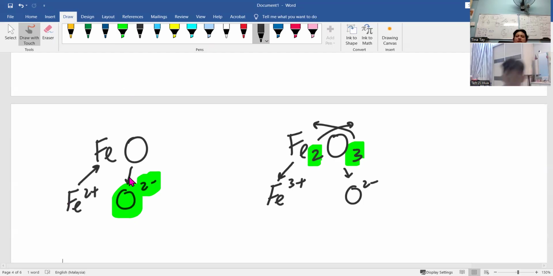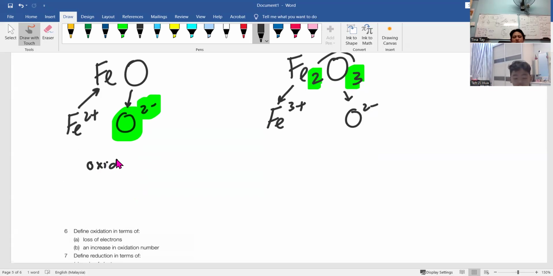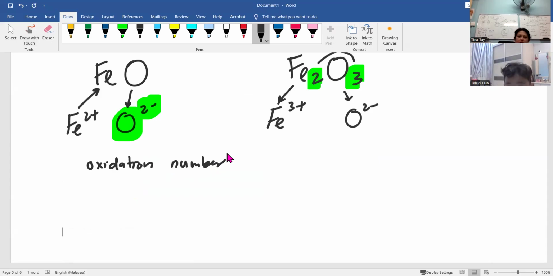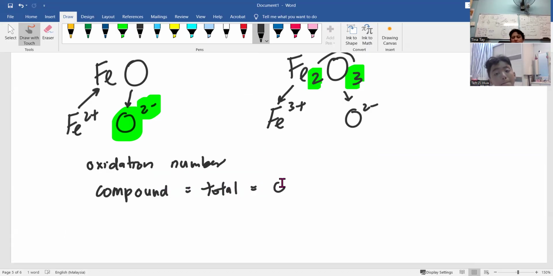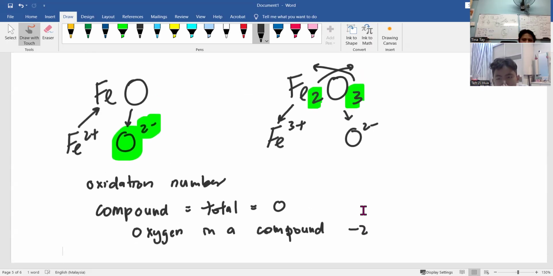Another way of counting this is something we call oxidation number. Is Fe2O3 a compound? Yes. In a compound, the total of the oxidation numbers is always 0. And oxygen in a compound is -2. Get it?